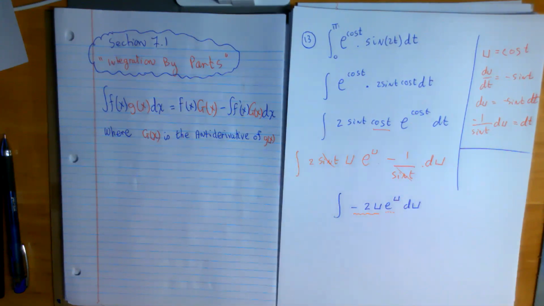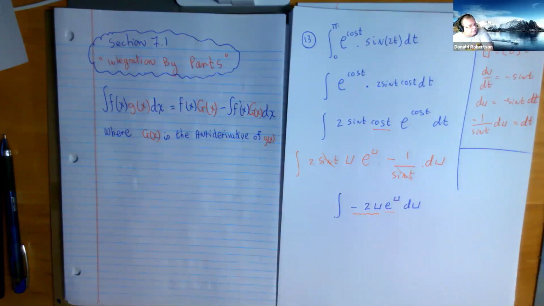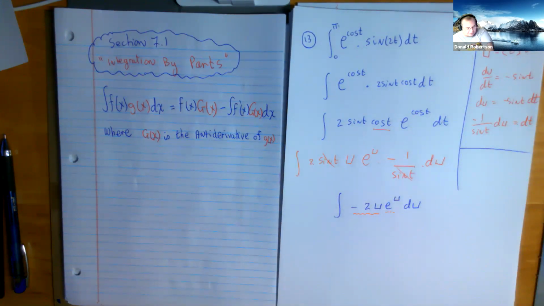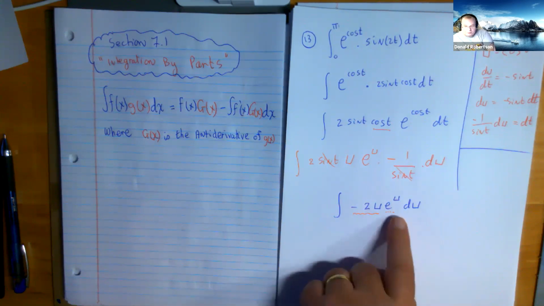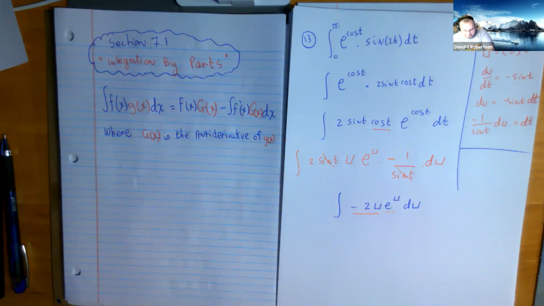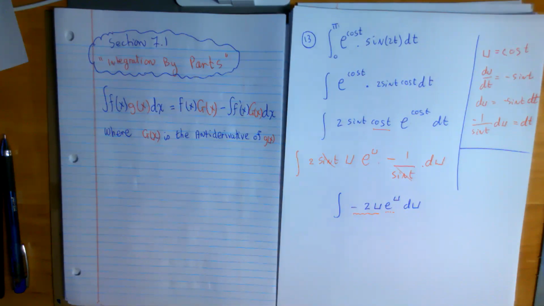Question: are we going to differentiate by parts while it's sub for U, or are we going to translate it? No, we're going to leave it like this and do integration by parts like this. And then once we get the answer, the u's are going to turn into cos t's and we're finished. So what would the f be in this question? e to the u.